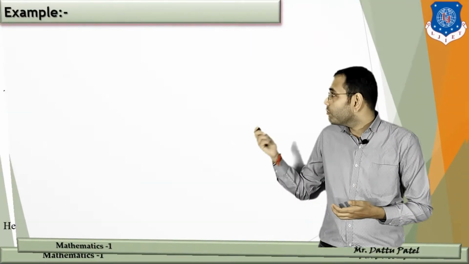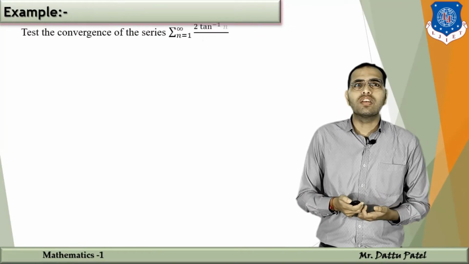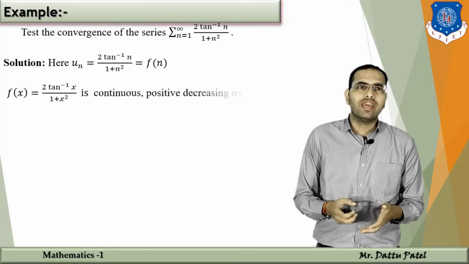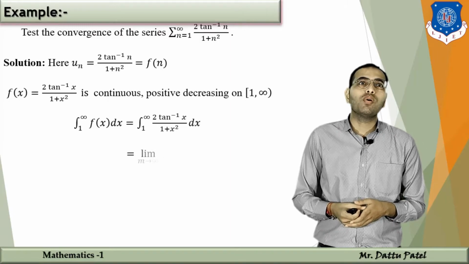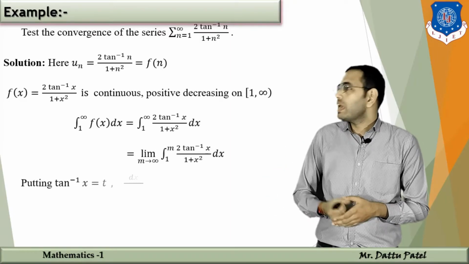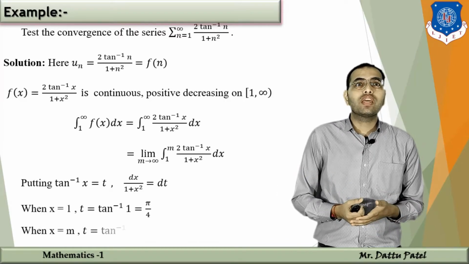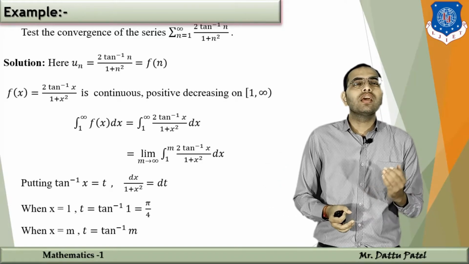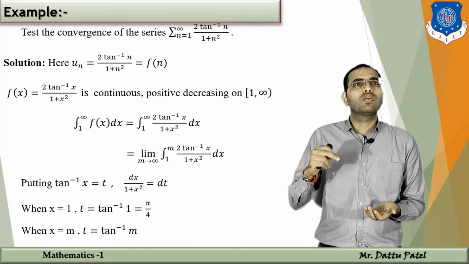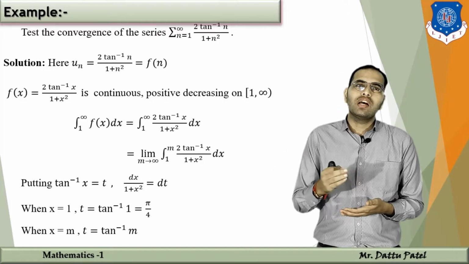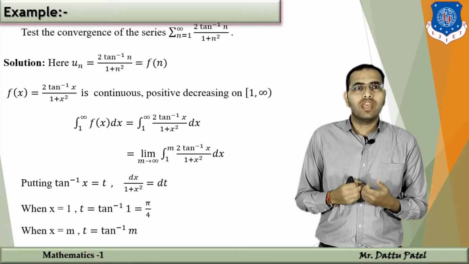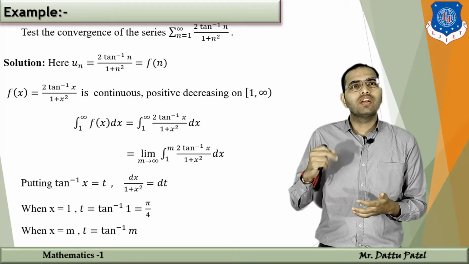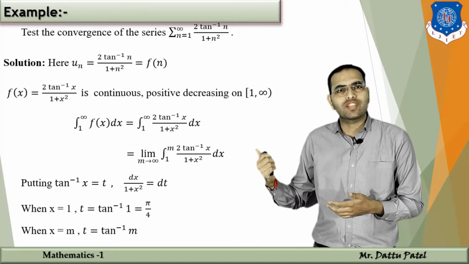Now let's see one more example. Test the convergence of this series, summation n equal to 1 to infinite, 2 tan inverse n upon 1 plus n square. Here un equal to 2 tan inverse n upon 1 plus n square, that is our f of n. F of n is continuous and positive decreasing on 1 to infinite, which is our interval. Now applying the integral test, which is integral 1 to infinite 2 tan inverse x upon 1 plus x square dx. Here applying the improper integral concept, the limit m tends to infinite integral 1 to m 2 tan inverse x upon 1 plus x square dx.